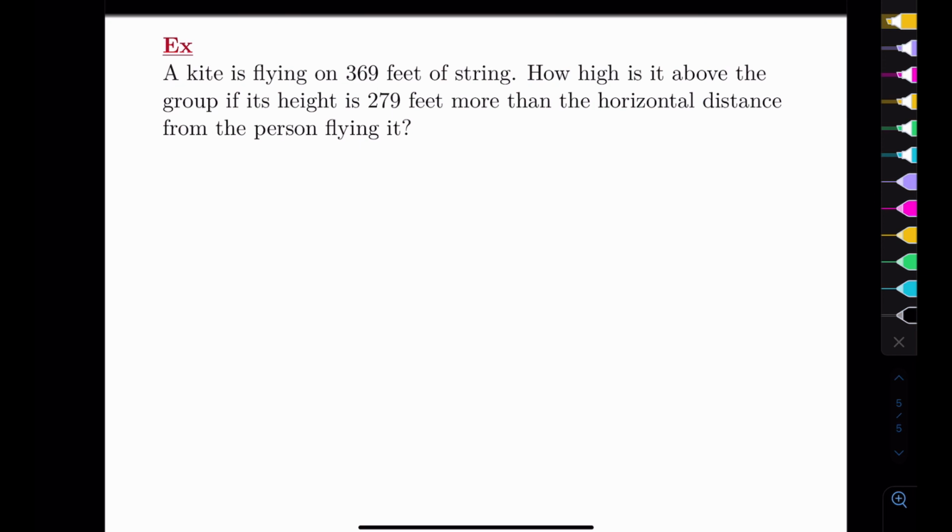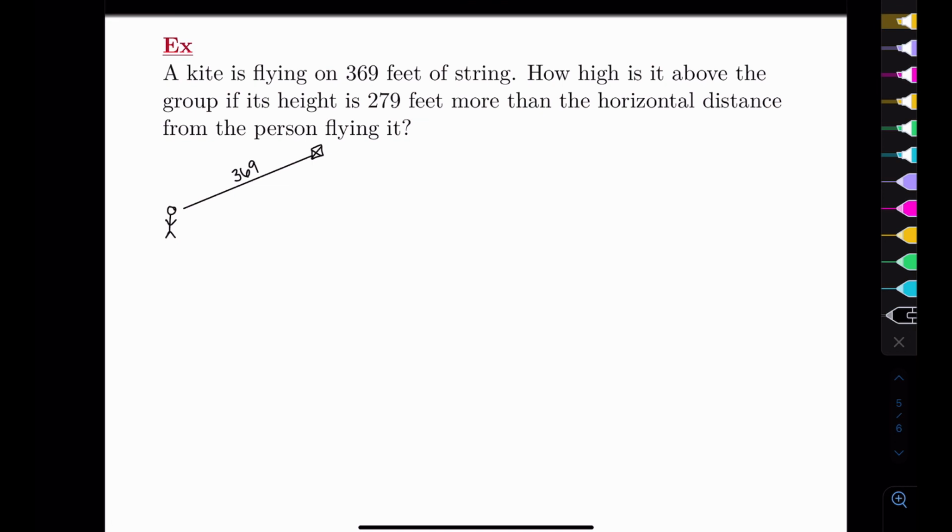All right, so let's try one more. This one's a little bit more difficult just because of the specific thing that you need and how things are worded. So we're told a kite is flying on 369 feet of string. How high is it above the ground if its height is 279 more than the horizontal distance from the person flying it? So I definitely want to draw a little picture as to what's going on. Here's our guy with a kite, and we're told this is 369 feet of string. So the distance from the person to that kite is 369.